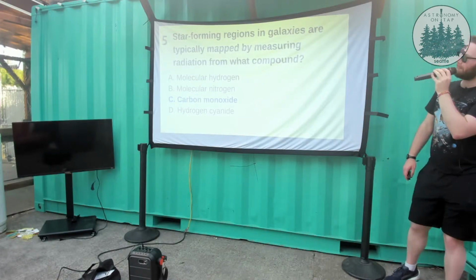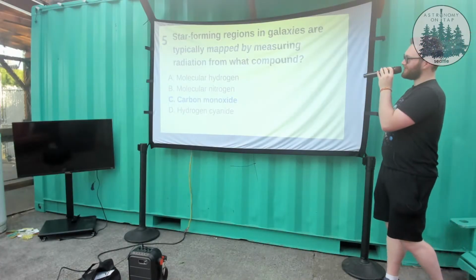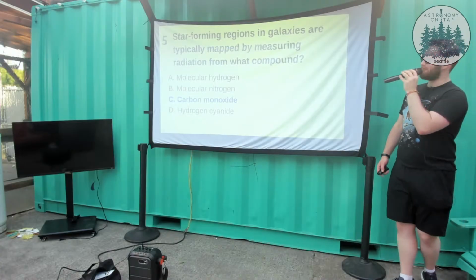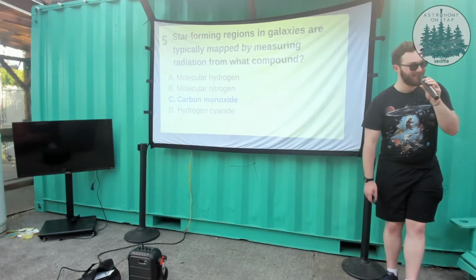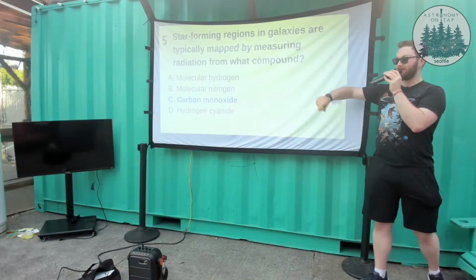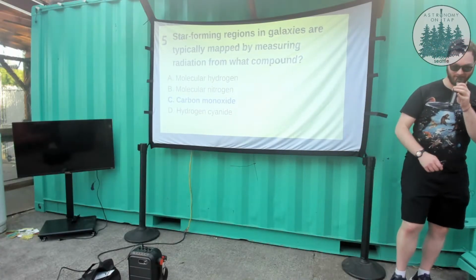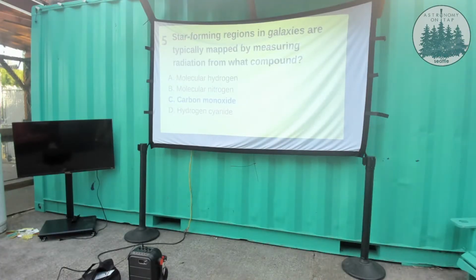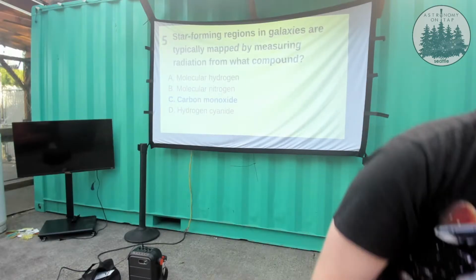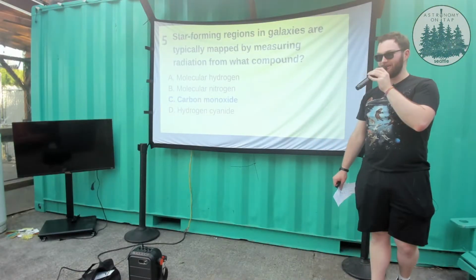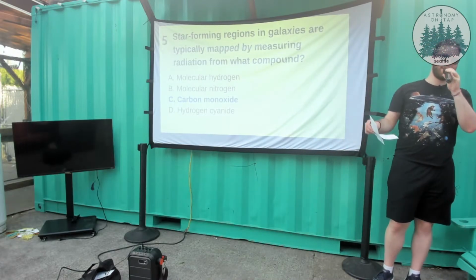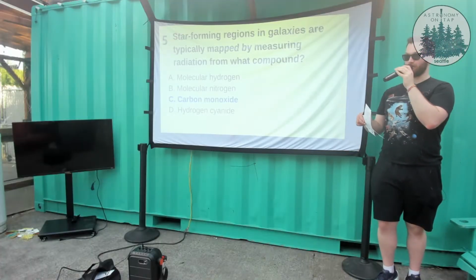Thank you, Sydney. Question 5. Star-forming regions of galaxies are typically mapped by measuring radiation from what compound? This is a tricky one. They are mapped by measuring carbon monoxide. This is tricky because molecular hydrogen is what actually forms the stars. So molecular hydrogen actually forms the stars, but molecular hydrogen is very hard to detect. So you have to detect the carbon monoxide that's produced in relation to it, and that's how you actually find star-forming regions.